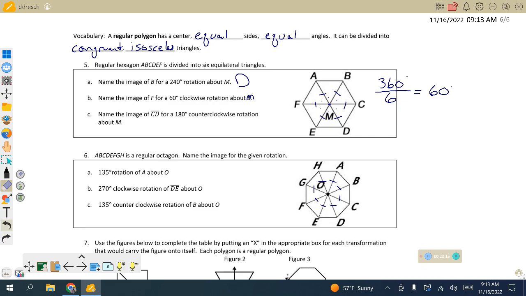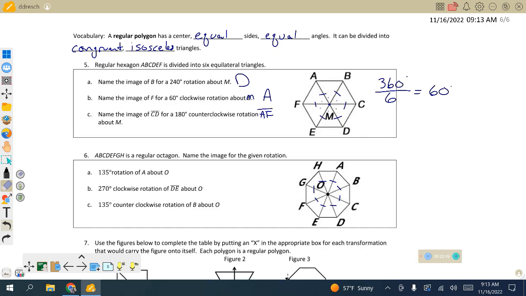Where's F? Clockwise, make sure you go the right direction. So where's that going to land, E or A? That's all I need from you, okay? We can take a single point, we can take a segment. So go find segment CD. Where's CD at? Right here. And which direction we want to go? Counterclockwise 180. So 1, 2, and 3 turns. So it lands on, yep, FA. Okay? That's all we need from you.